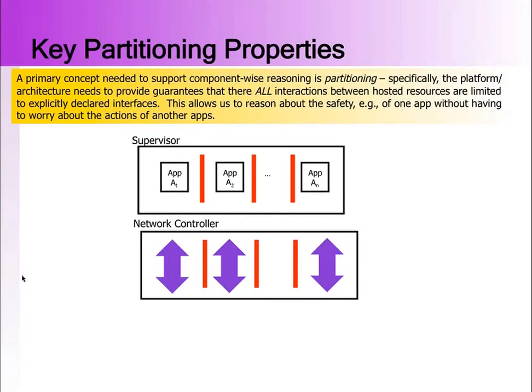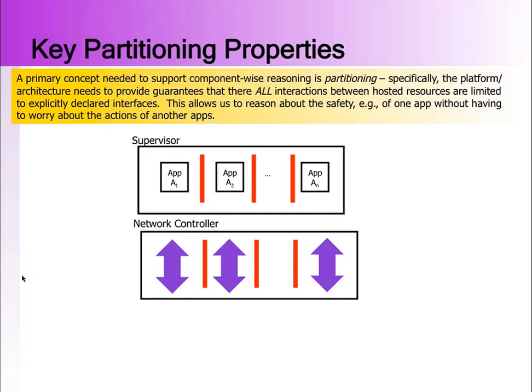All right, so again, back to these key properties that ensure partitioning. A primary concern needed to support component-wise reasoning is partitioning. Specifically, the platform architecture needs to provide guarantees that all interactions between hosted resources are limited to explicitly declared interfaces. So this allows us to reason about the safety, for example, of one app without having to worry about the actions of another app.